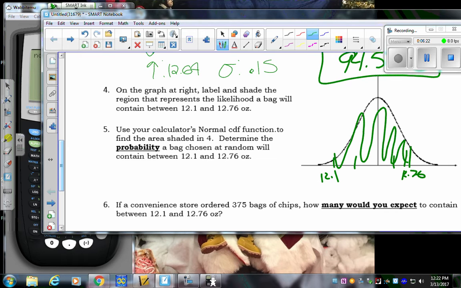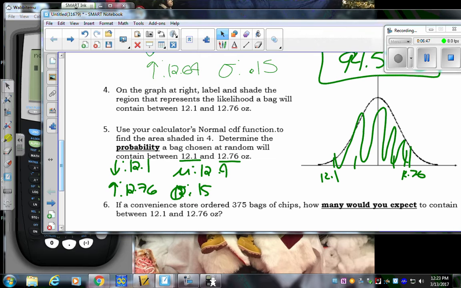And the question says, find the probability. That means give me my answer as a decimal. Since it's between 2 values, those are just my lower and my upper. The only time we're going to use like a negative 9,999 or positive is if you only have 1 number given. You're saying like here and lower or here and higher. So our mean once again was 12.4. Our standard deviation was 0.15.